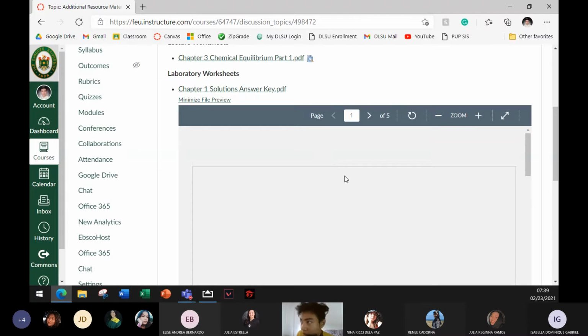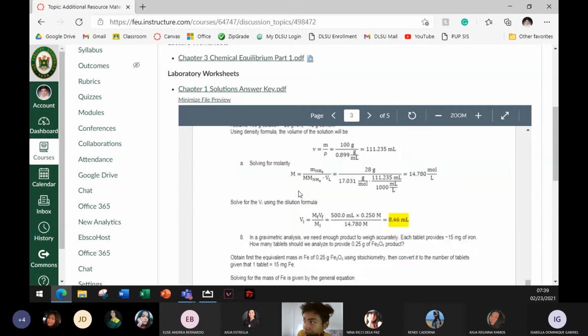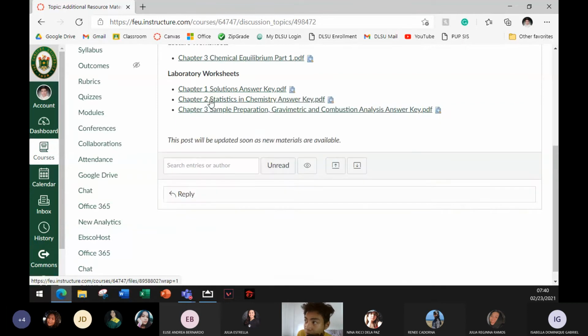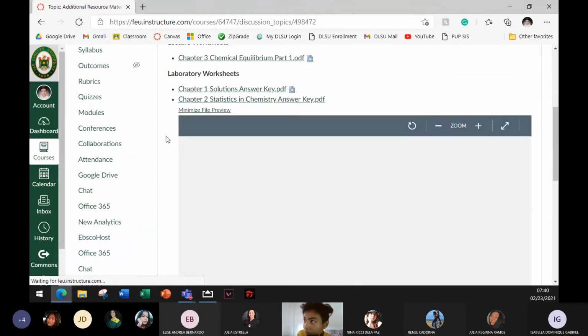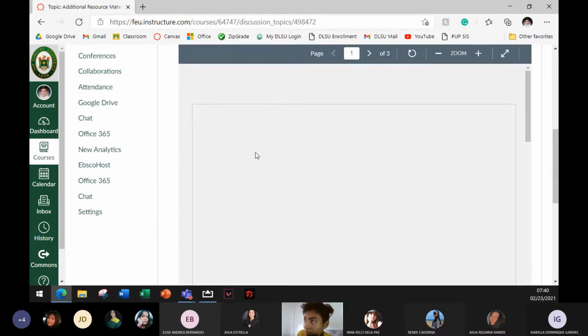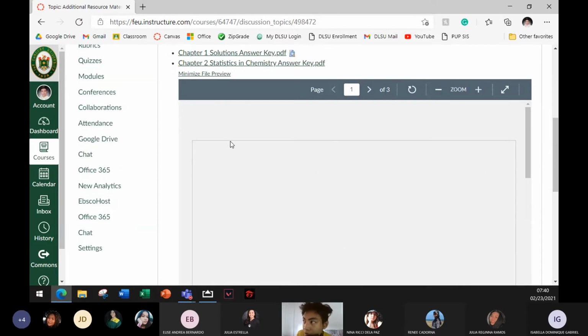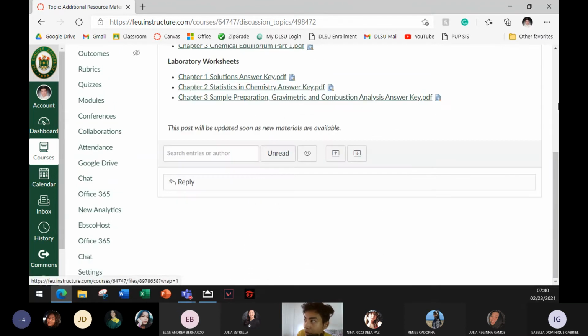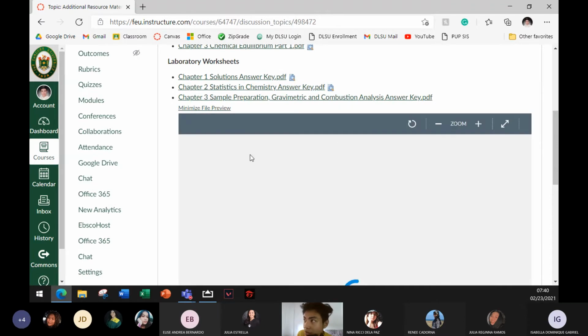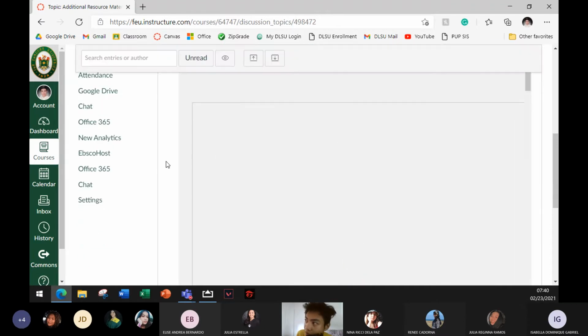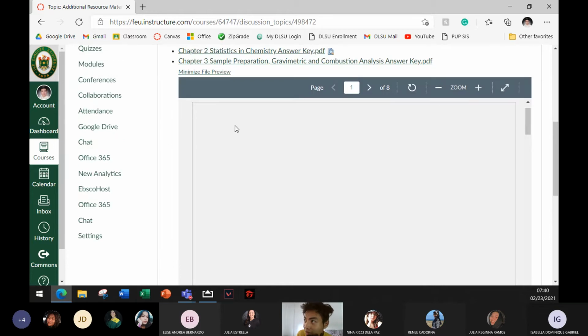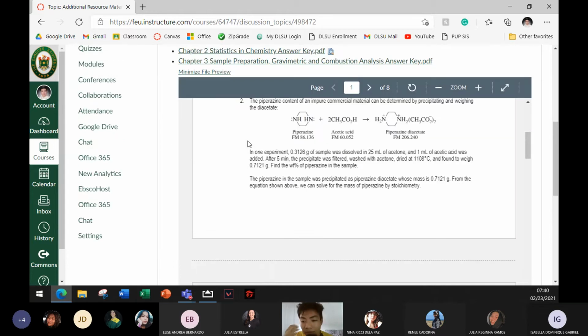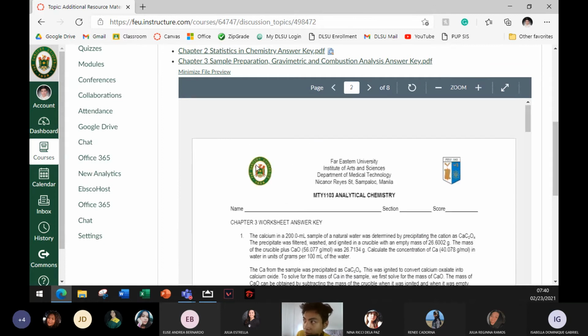So for laboratory, solutions, and here are the ones we answered last time with answers and explanation. Okay, so hopefully this helps with your review, no? Okay. This one is for our chapter 2, the statistics. If you want to recall your stats, then just go here. And then this is our most recent, chapter 3, gravimetry, which, as of now, they're having a hard time with the quiz, no? But here's the reviewer. So hopefully this reviewer helps you.